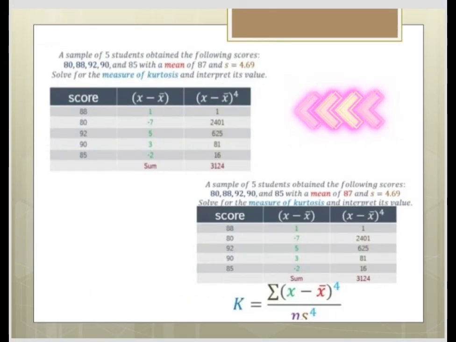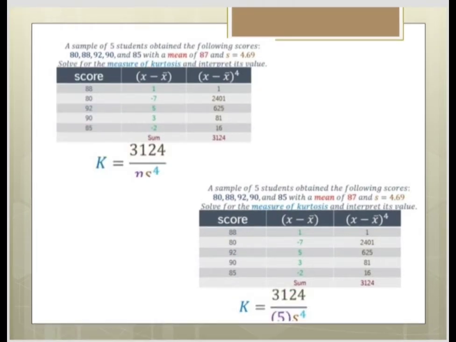Now, we need to get the sum. The sum here is 3,124. Moving on, let's put in the formula. The numerator is the summation of the fourth power of the difference between the sample data and the mean. So, let's replace the numerator with 3,124, and the denominator is the number of sample data, which will be 5.